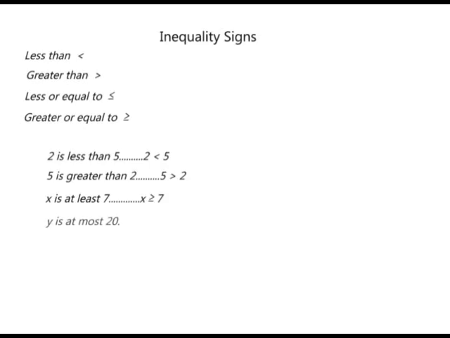Now imagine y is at most 20. This means that the greatest y can get is 20, and so it's either 20 or less. We say that y is less or equal to 20, and we write y ≤ 20.